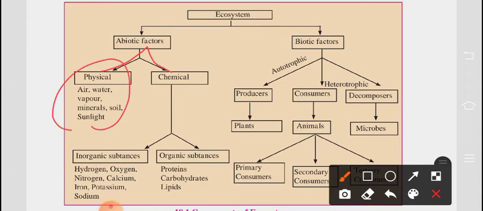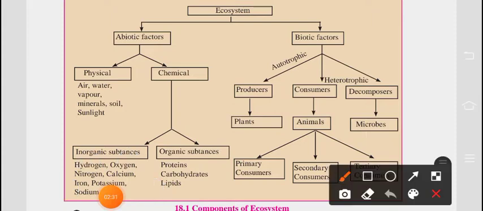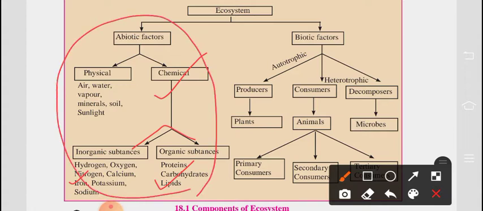In the physical part, air, water vapor, minerals, soil, sunlight, all these factors come, and it is a part of abiotic factors. Another part of abiotic factors is chemical. In the chemical part come organic and inorganic substances. In the organic, proteins, carbohydrates, lipids, which are present mostly in the human body. Inorganic substances: hydrogen, nitrogen, calcium, iron, potassium, sodium, all these are inorganic. So we can say the overall part is a part of abiotic factors.